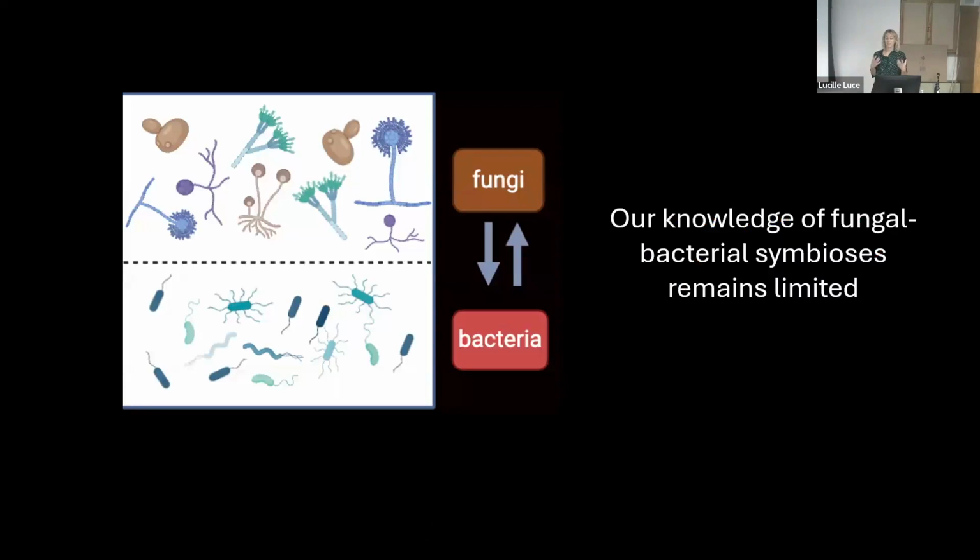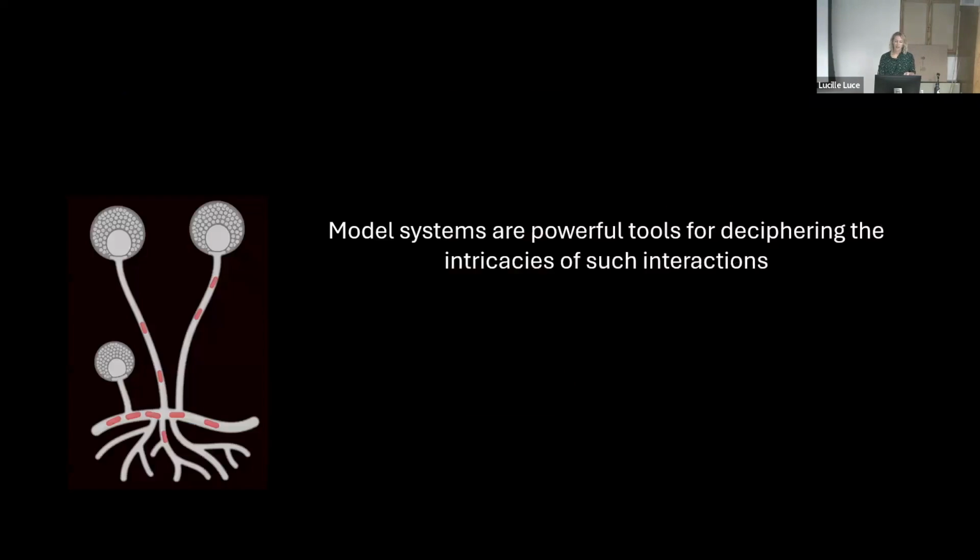But our knowledge of these interactions still remains in its infancy. We're really just starting to understand what governs these interactions at all kinds of levels, molecular biology, and how prevalent they are at the ecological level. And so to be able to study fungal bacterial symbioses, we need a really good model system, because model systems are really powerful tools for deciphering how something works at a very basic biology level.